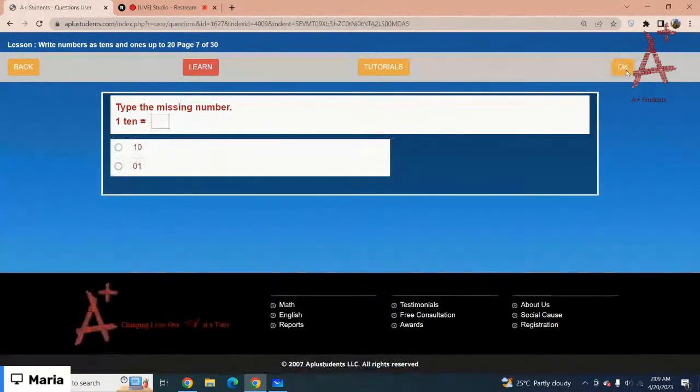Okay, type the missing number 110. So which is the correct option? Option 1 or option 2? You are not given a digit at the ones position. Got it? That means the digit at the ones position must be 0. So 110 makes option number 1 the correct option. Got it?